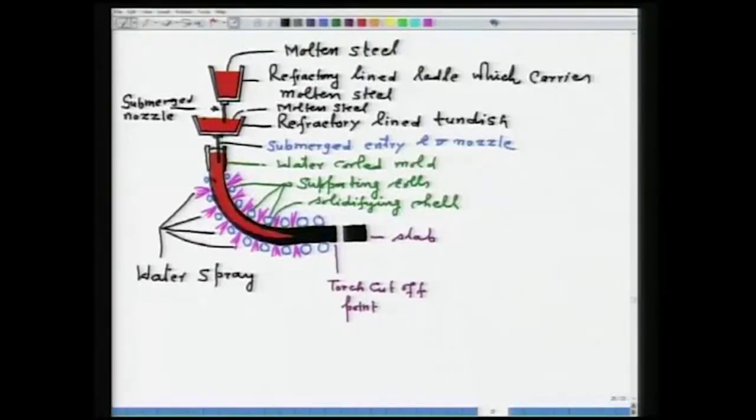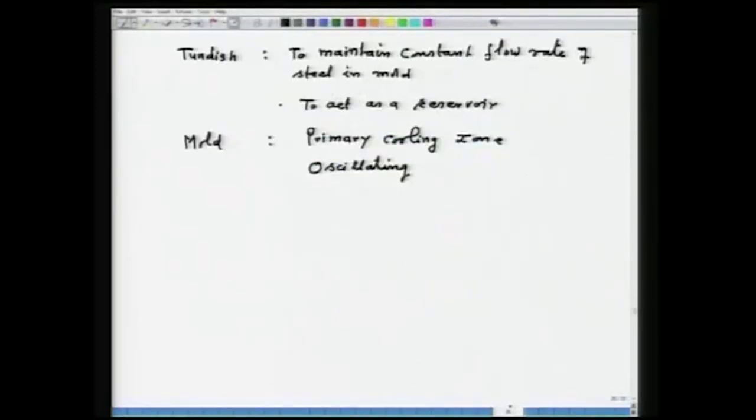So, as you see in the figure, this particular red mark is the liquid steel. That means the solidified shell in the core contains liquid steel and then it gets solidified. So, then you have the secondary cooling. We have secondary cooling, which consists of water spray. They are arranged over the entire length of the strand.